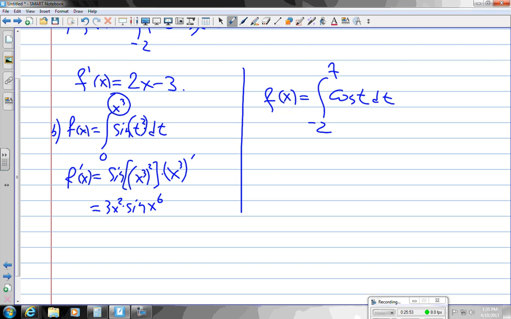What's the derivative here? This thing right here is defined to be a constant. That's a constant, right? It's from -2 to 7, whatever that is, it's a constant. What's the derivative of a constant?